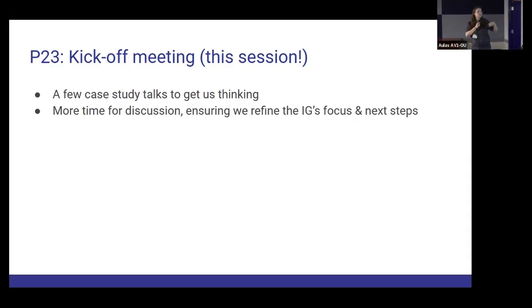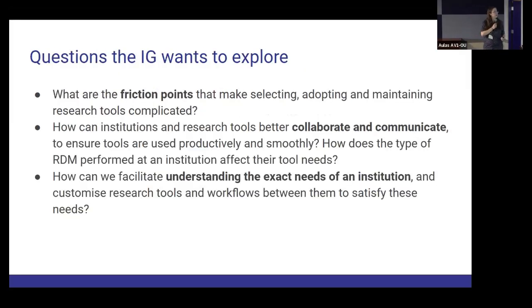And yeah, we want to refine the interest group's focus and next steps. So just to get you thinking, try to articulate a few of the questions the IG wants to explore. For example, we could think about what the friction points are that make selecting, adopting, and maintaining research tools complicated. Are those people issues? Are those technical issues?